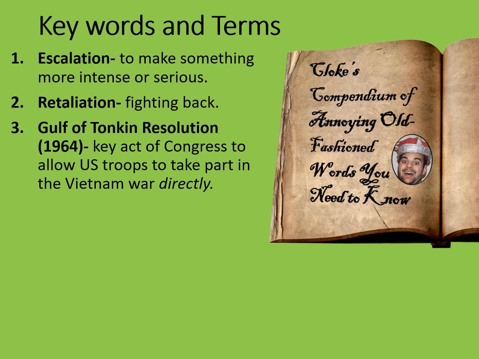This is a key act of Congress from 1964, which allowed the US to send troops to take part in the Vietnam War directly. Remember, previous to this point in 1964, US troops had been involved either secretly or indirectly. For example, the Green Berets being sent to build the Strategic Hamlets program, and also CIA-trained pilots operating South Vietnamese aircraft.